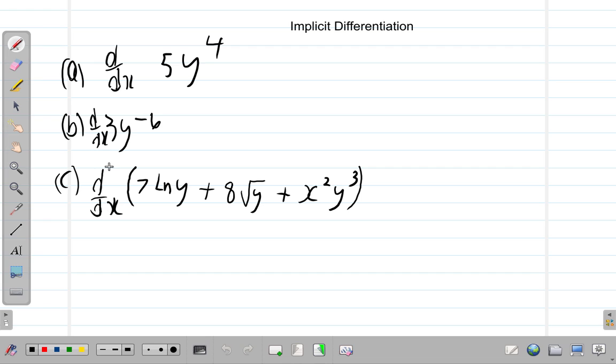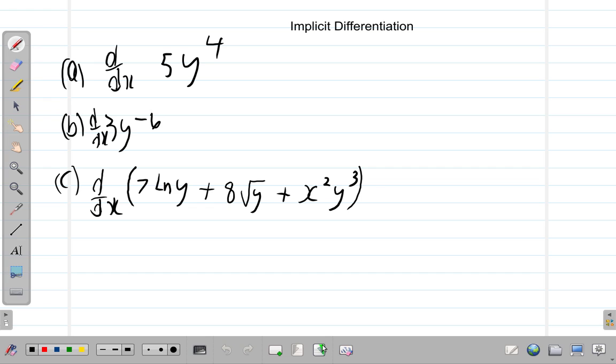Alright, so what I want you to do is pause the video and work them out. So pause. Okay, good. You have paused the video and you worked them out. Now let's see each of them individually.